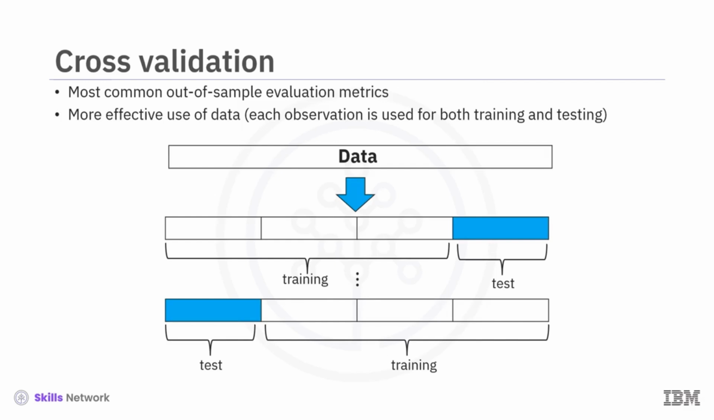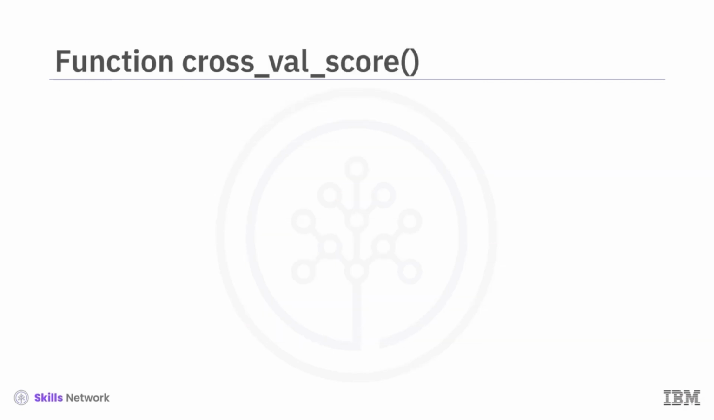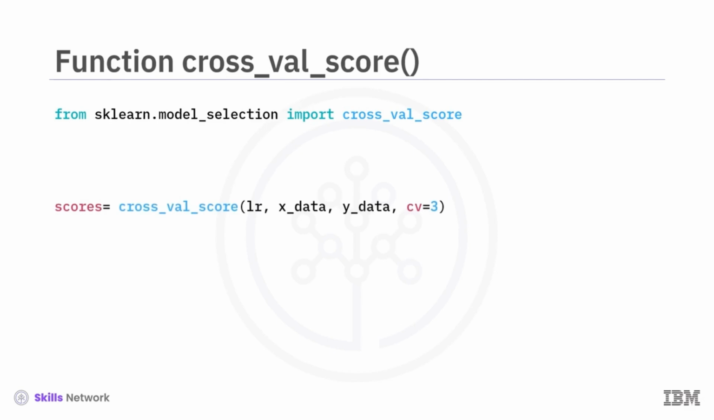The evaluation metric depends on the model. For example, the R-squared. The simplest way to apply cross-validation is to call the cross_val_score function, which performs multiple out-of-sample evaluations. This method is imported from sklearn's model selection package. We then use the function cross_val_score.